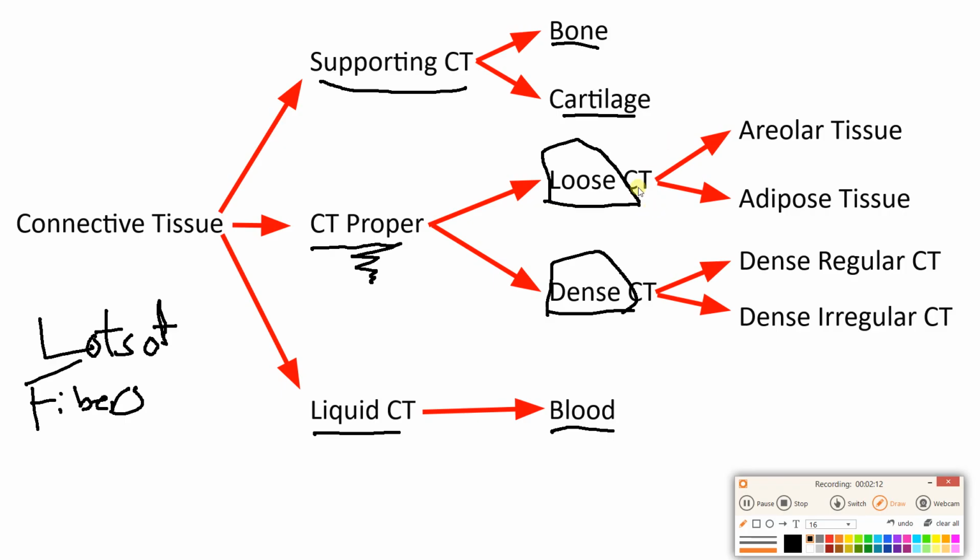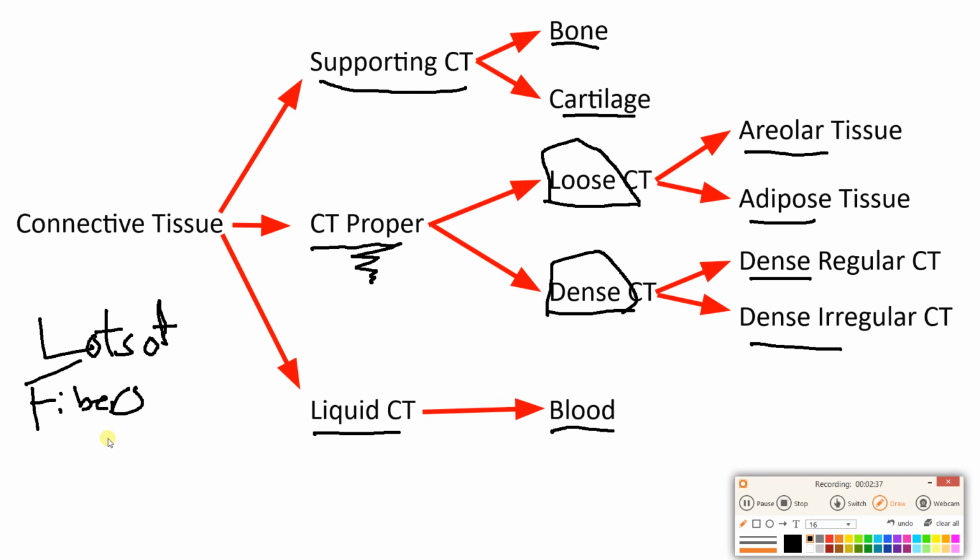Loose connective tissue, we're doing that today. We're going to look at two types: areolar and adipose. Dense connective tissue also has two types: dense regular and dense irregular. So those are the four connective tissues we are doing today. We're going to do all these connective tissues, these 6, in AP1, and then this guy, blood, in AP2.